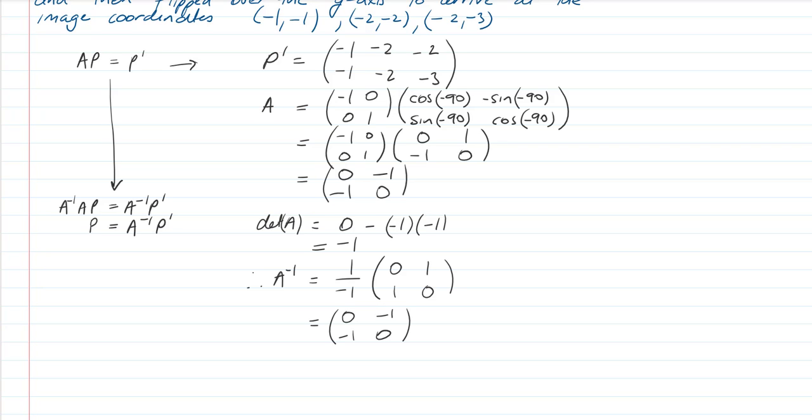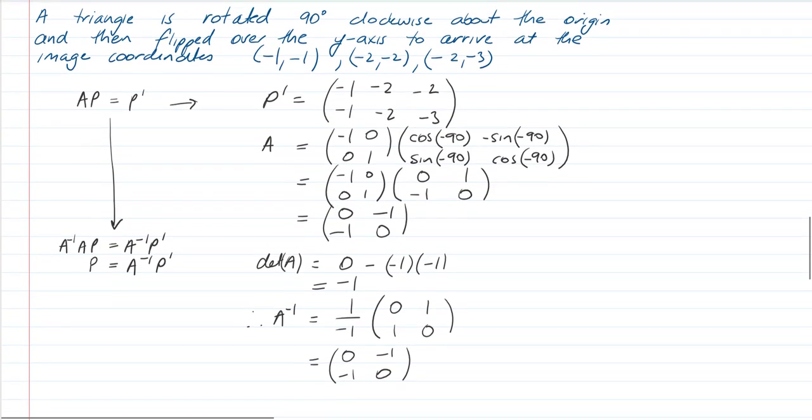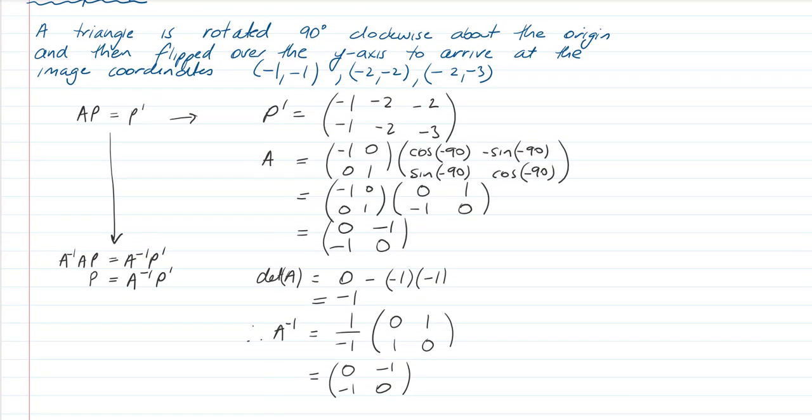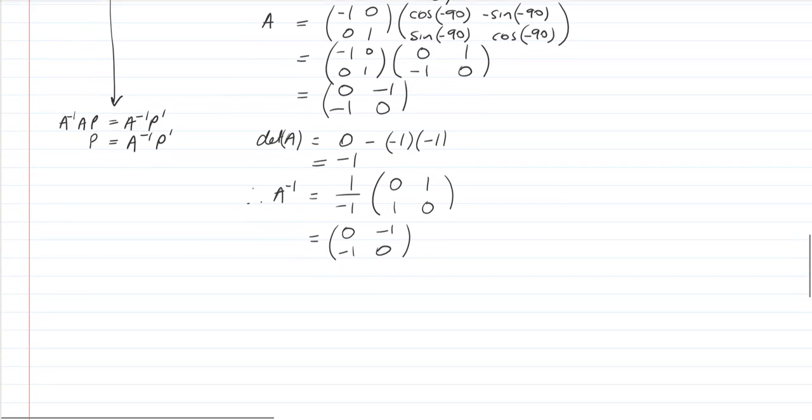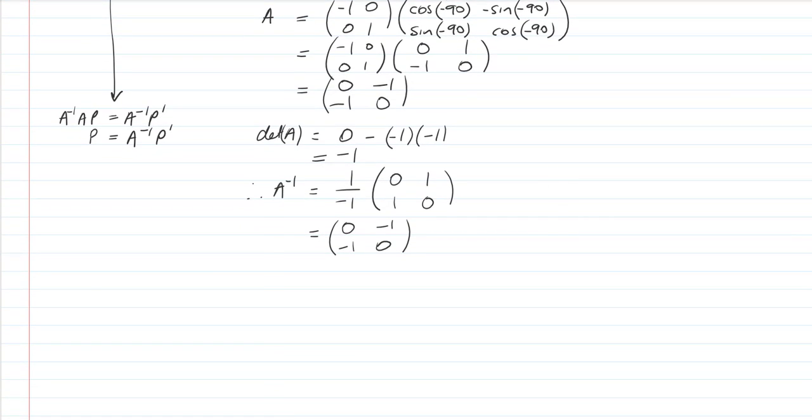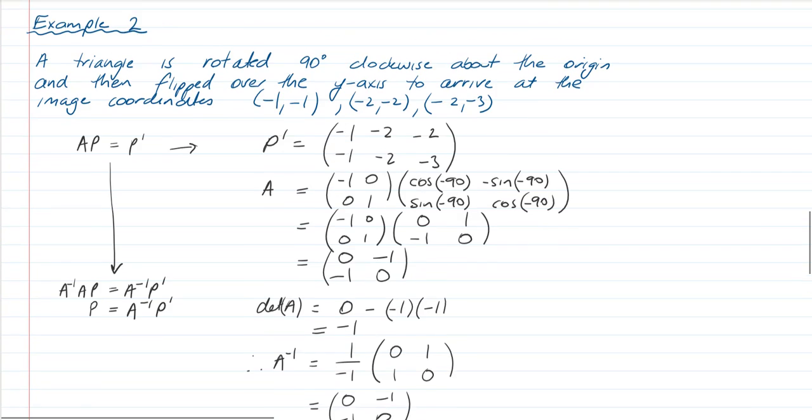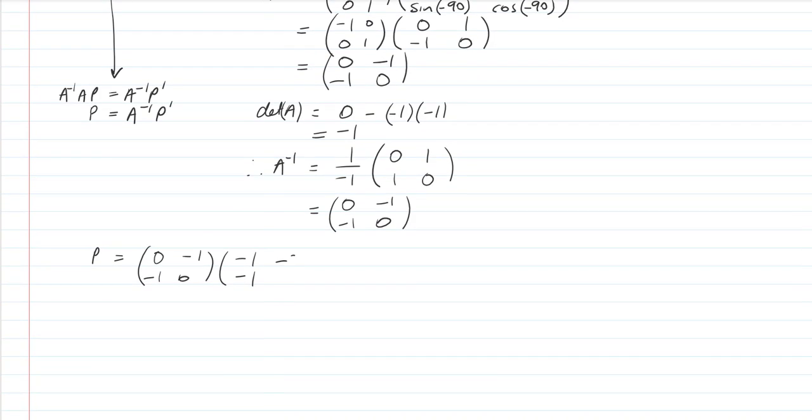And so it's actually self-invertible. A inverse and A are the same. That's interesting. If you rotate 90 degrees and then flip it over the y-axis and then do that again, you must get back to where you started. That's what self-invertible is. And so P is going to be equal to 0, -1, -1, 0 times by the image coordinates, -1, -1, -2, -2, -2, -3.